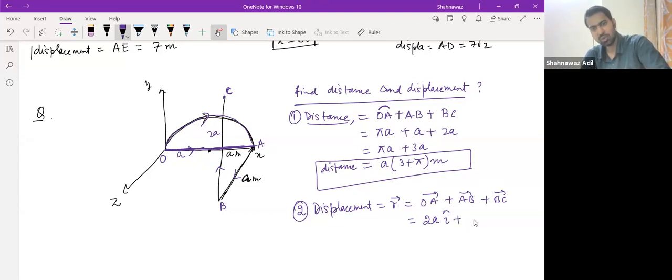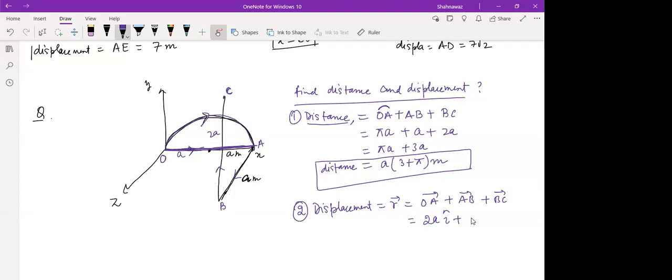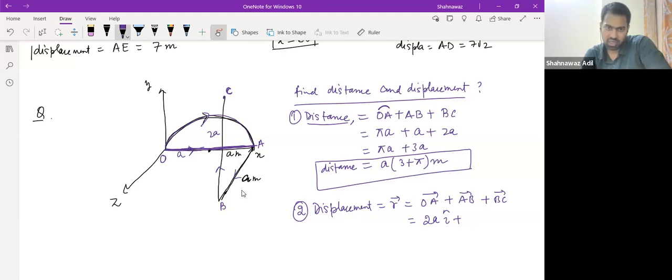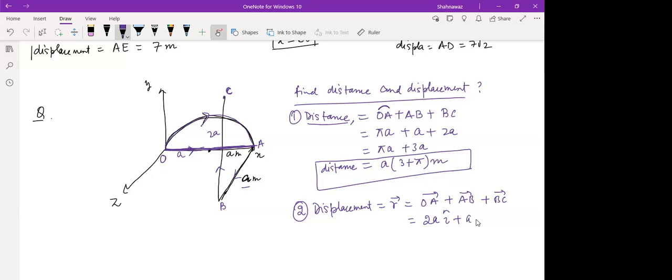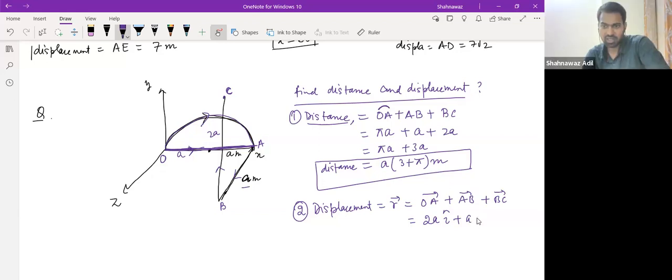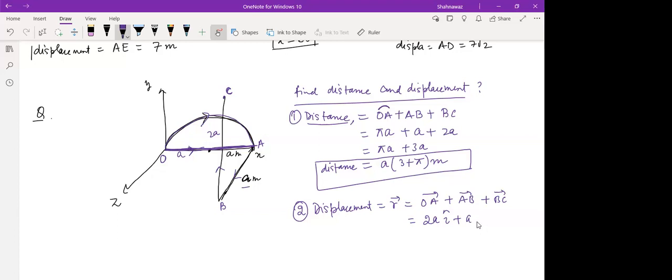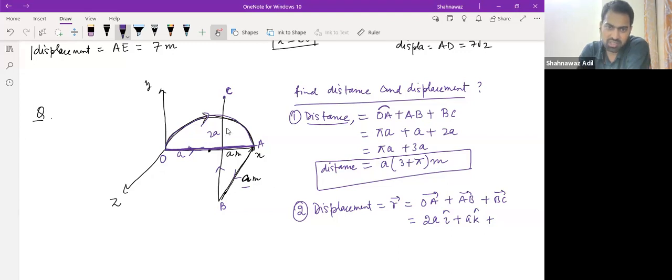Yes, AB would be how much? So AB would be A in the Z direction. A Y cap, A Z cap, and Z direction is represented by K hat. So AK, right? And BC is how much?